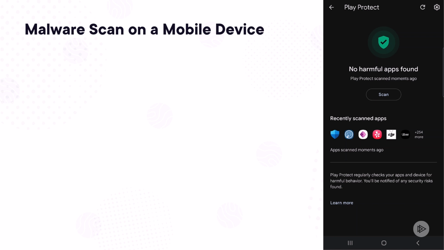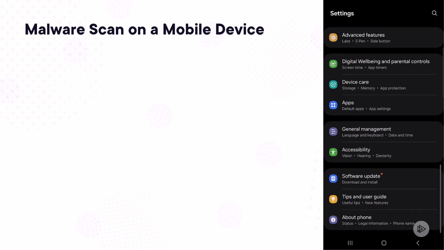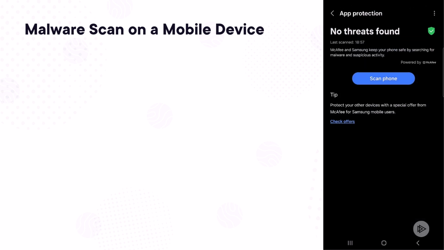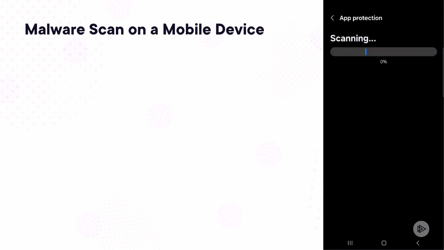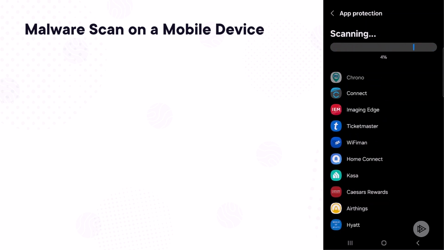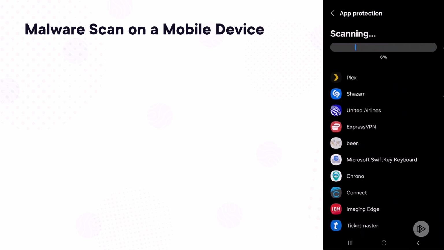Another one that I have, if we go to settings here and we go to device care, and again, for every manufacturer it's different, so find a way to do it with your device. But if I look at app protection, I also have a way to scan the phone from here, and it will scan all the different apps that I have on my phone to make sure that there are no viruses and no malware.